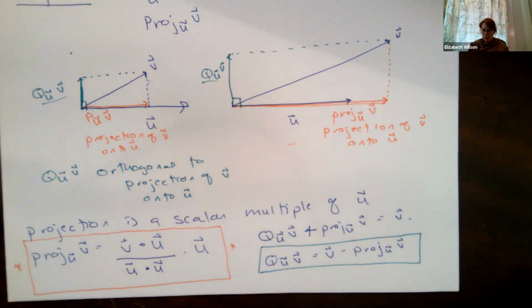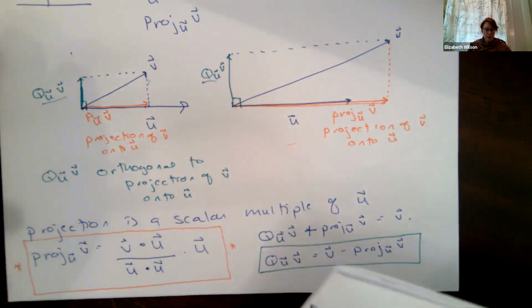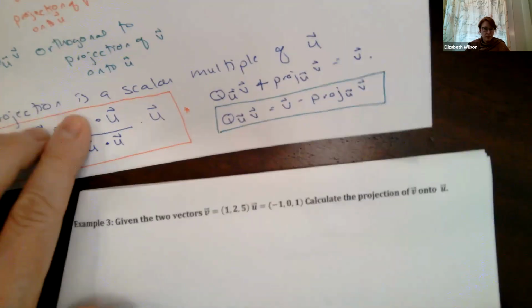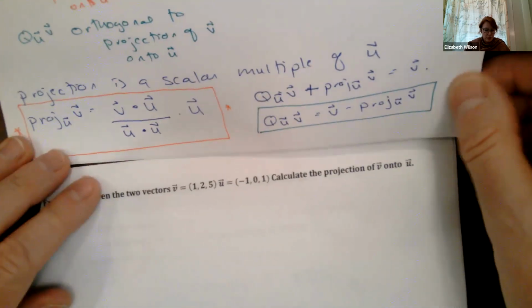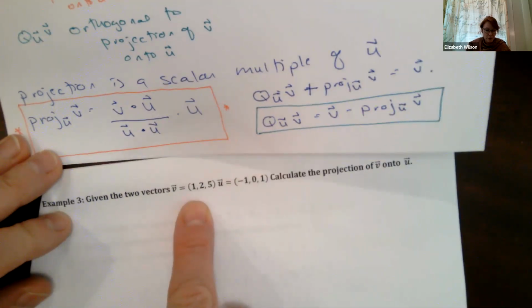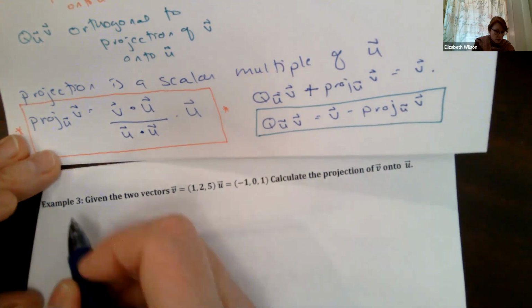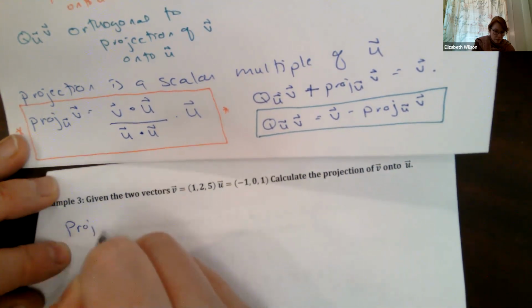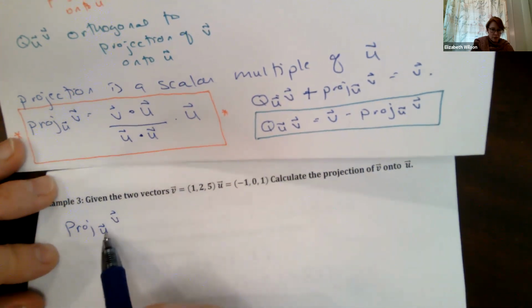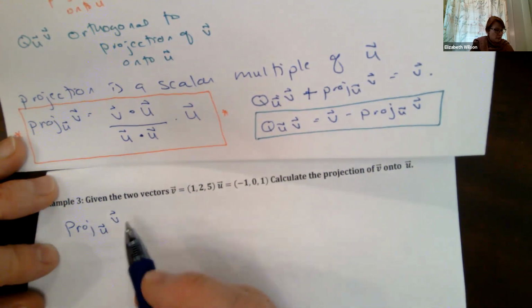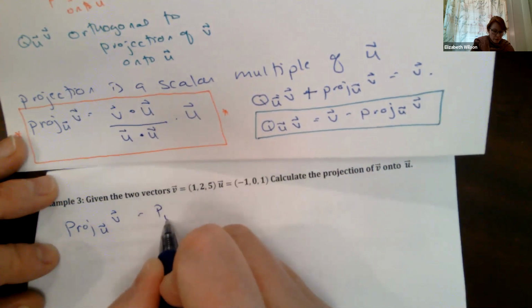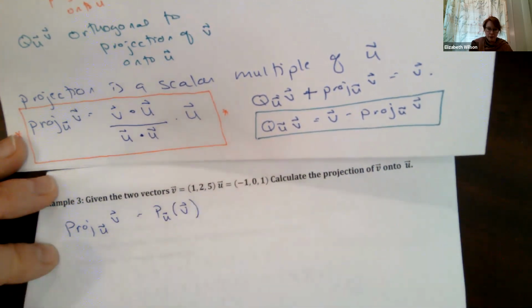I'm going to pull out my lecture examples. Okay, so this is chapter 1.3, lecture examples. I'm going to do example 3, which is actually calculating a projection. Let's scroll up a little bit. So I've got these two vectors: V is (1, 2, 5), U is (-1, 0, 1). I want to calculate the projection of V onto U. Okay, so let's do that. I'm projecting V onto U, which I can also write as it looks in our course notes.